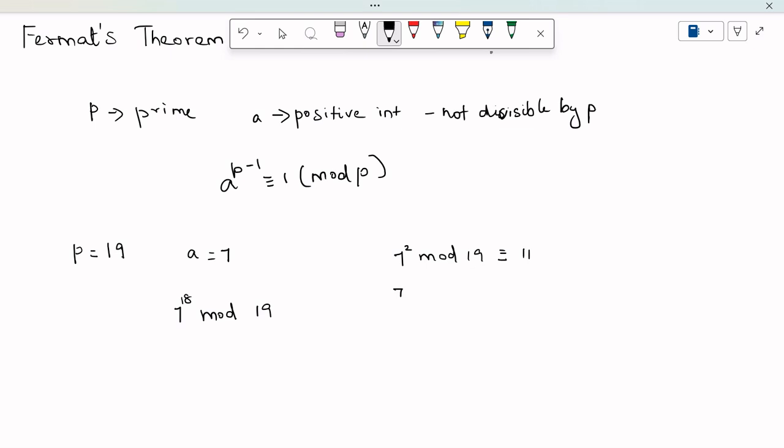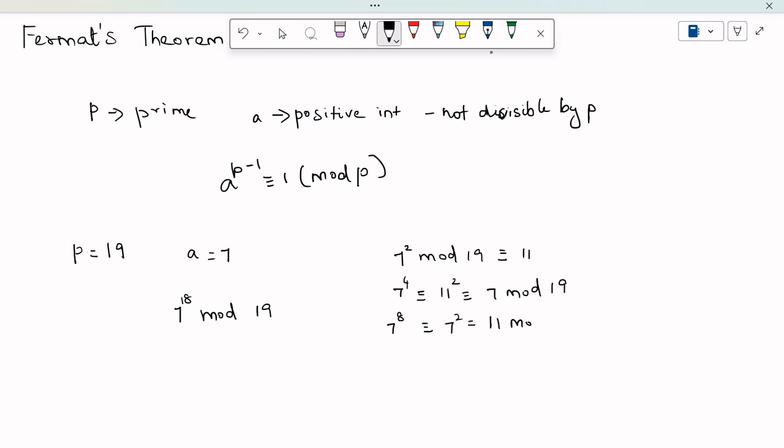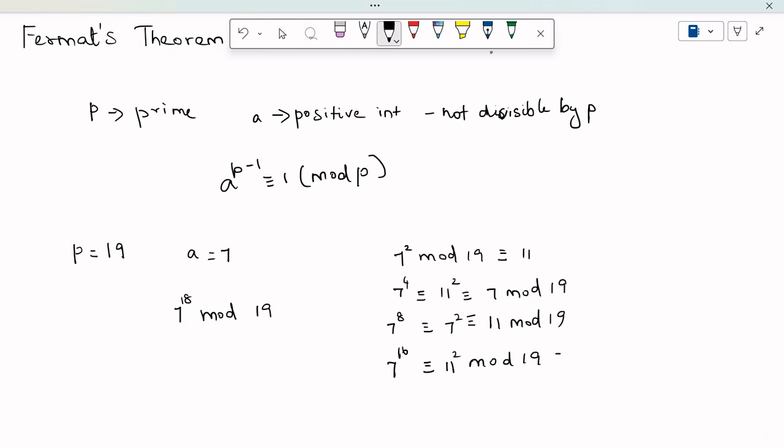Now squaring both sides, 7 power 4 mod 19 will be equivalent to 11 square mod 19, which is 121 mod 19. That is 7 mod 19. Again, 7 power 8 will be equivalent to 7 square mod 19, which is 11 mod 19. Next, 7 power 16 is 11 square mod 19, which is 7. We can stop here, because if I proceed further, I will end up with 7 power 32, which is not of my interest.